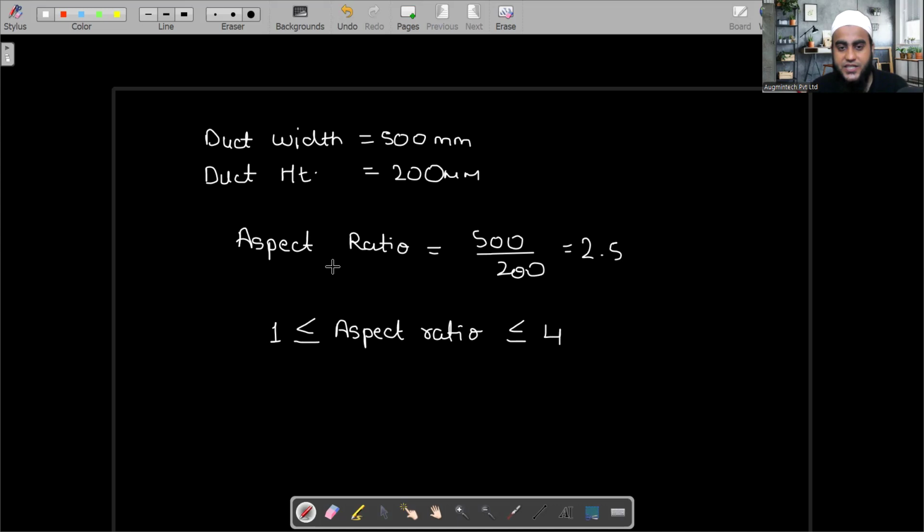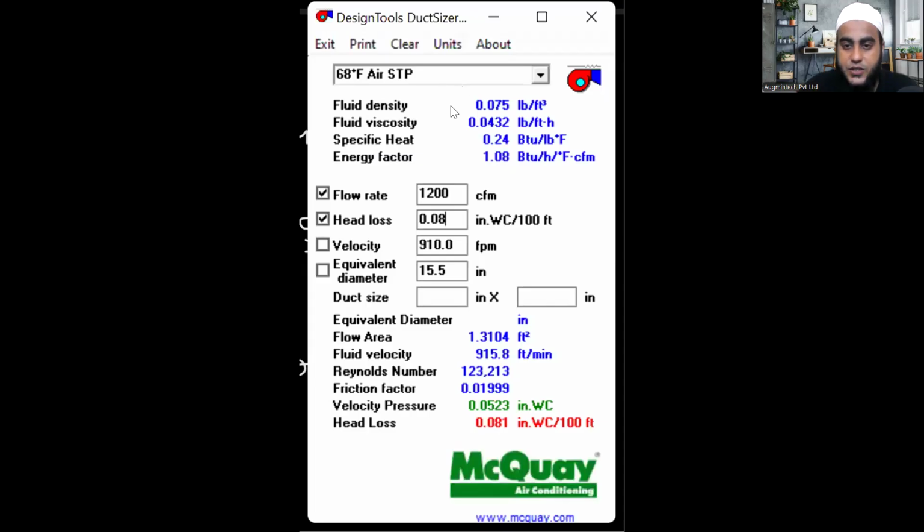So here in this condition, the aspect ratio is coming 2.5. It means the size which you are selecting here is within limit. Okay, so you can select this size. But here in our case, remember, the case is different. I have opened the duct sizes software and now you have to tell me. Here we have entered the flow rate and head loss value. As per that, we have got the velocity and equivalent diameter. Now, you can see in the next column, the duct size, first and second.